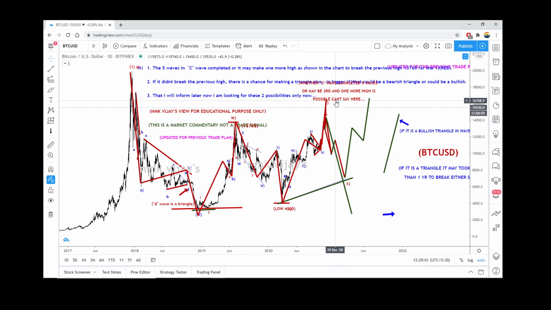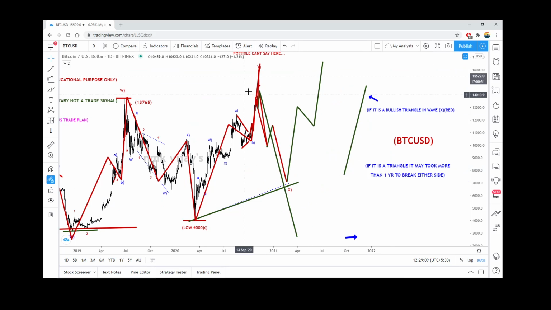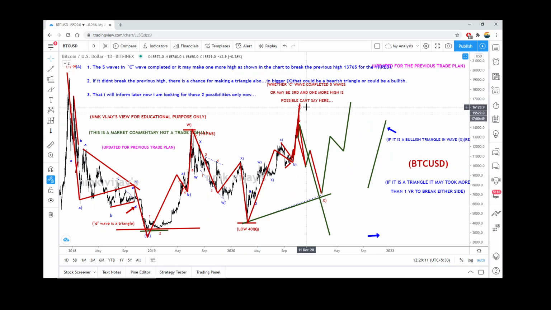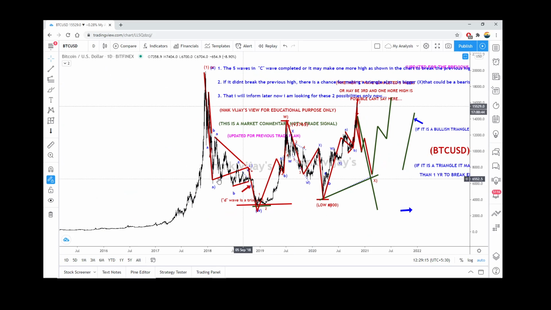Otherwise, if it is a W, this could be an A, B, C, D, E, and again one more high is possible. So in that case, we will see, but I'm expecting at the 16,250, it has to come to nearly 8,000. This is the major support zone. It has to again retest the 8,000 to 9,000 zone.